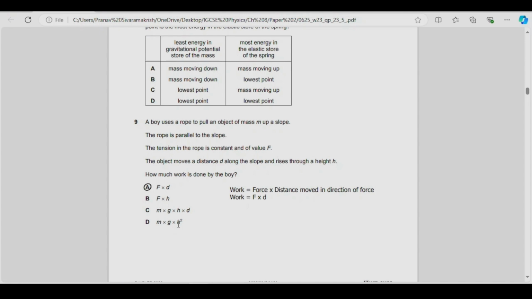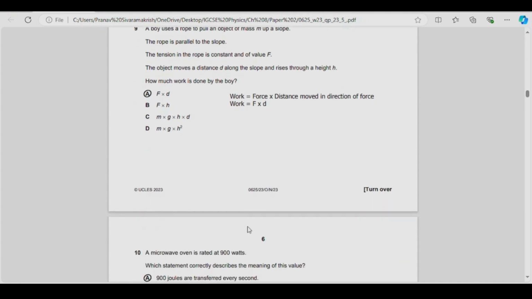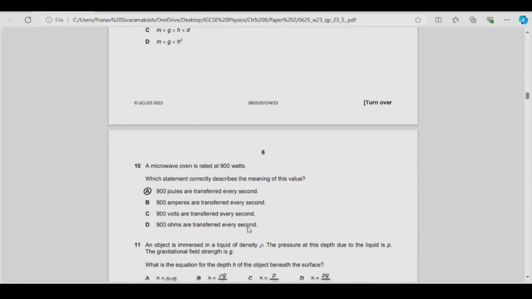And then we have mgh square, which is essentially mgh multiplied by, well, h instead of d. So again, C and D are definitely wrong. B is there to trick you, so A is the correct answer. It's always good to cross-check, just to make sure that one of the other options is correct, but usually just one option is right.